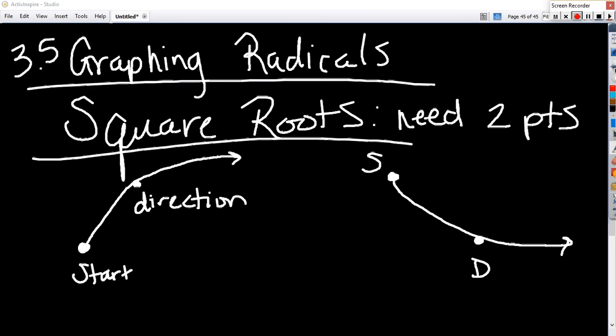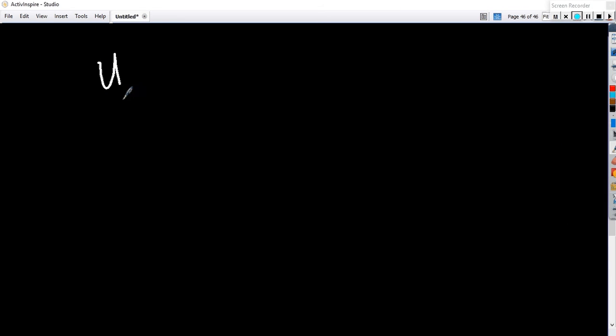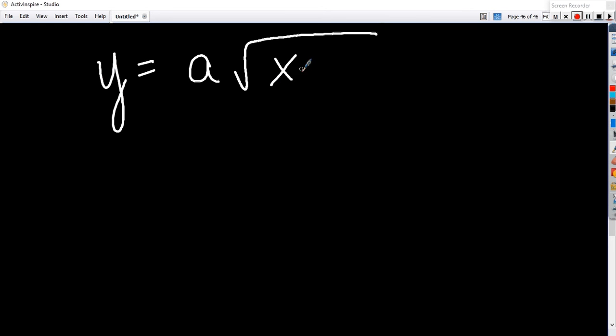Okay, let me show you the equation. The equation looks like this. I noticed the same letters that keep popping up in everything I graph. Those are H and K, as well as the A in front. Remember what the A does? The A has the same property: positive up, negative down. HK is going to be my start point.